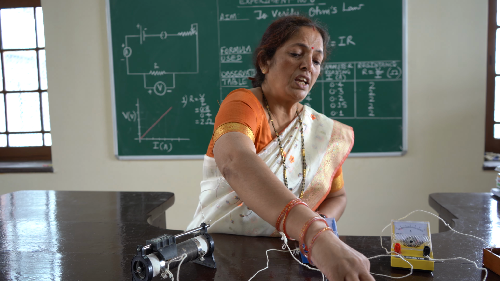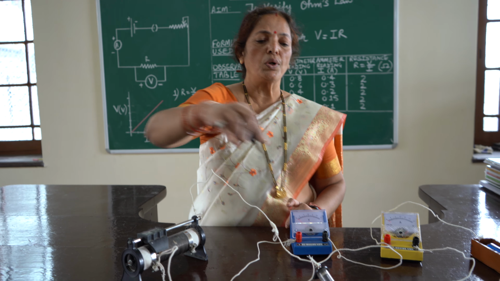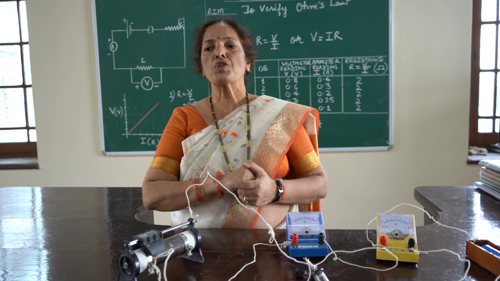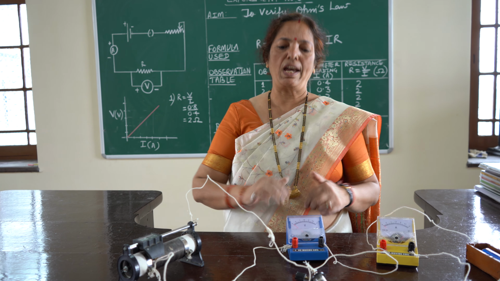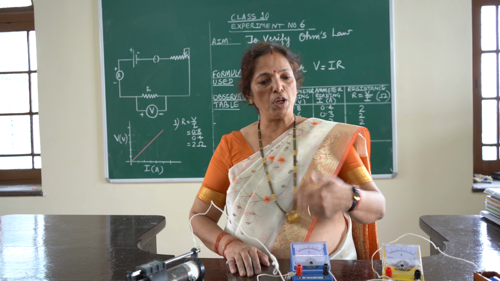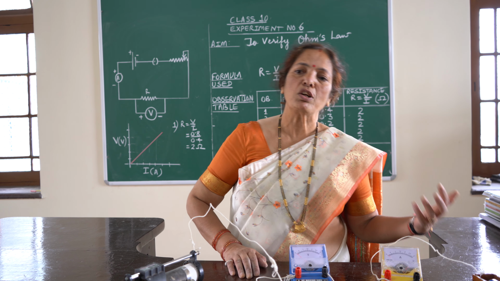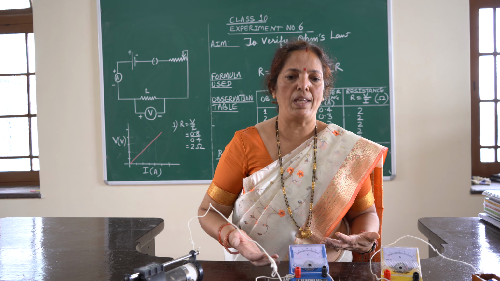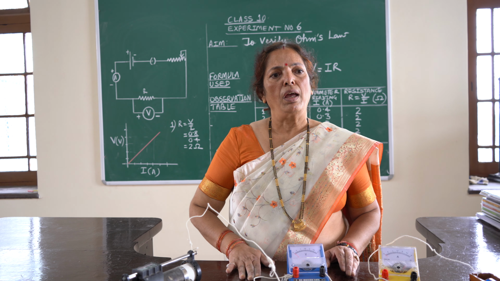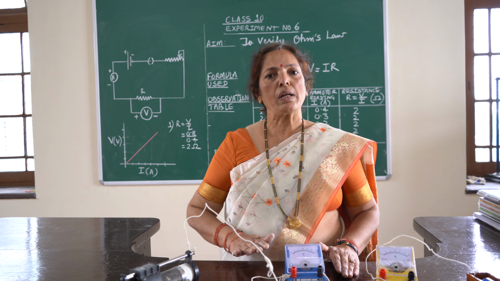Anytime we are taking the reading, make sure that after taking one reading, you remove the key so that too much consumption of energy from the cell does not happen and you are able to do the complete experiment easily. Otherwise, if you keep it on, then you might have the battery going down and later readings you can't take. So take these precautions while performing your experiment, and I hope you are clear about the experiment.